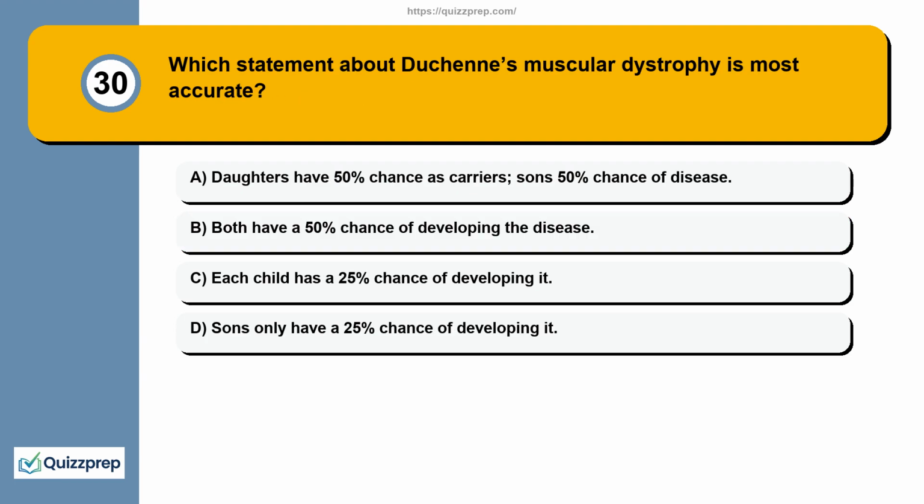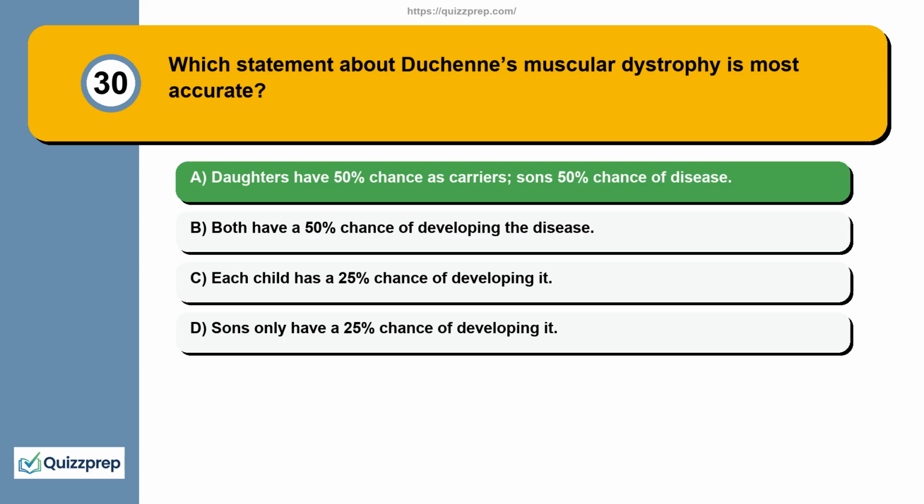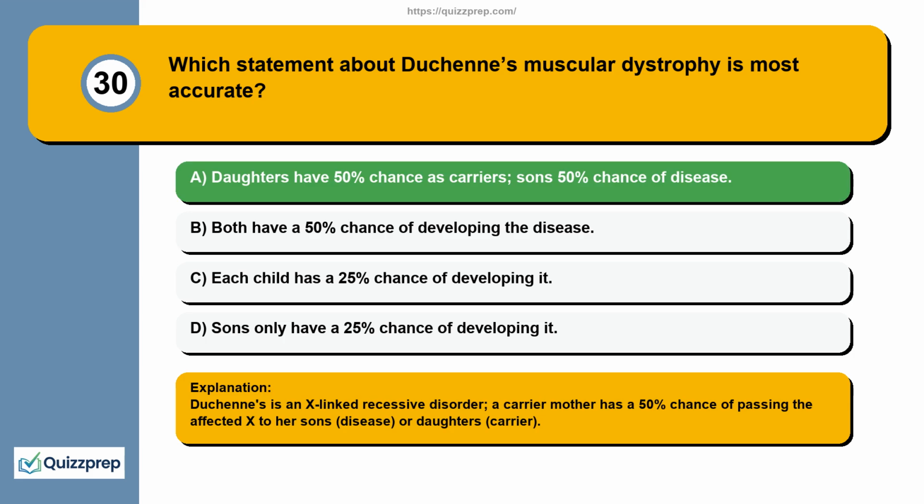Question 30. Which statement about Duchenne's muscular dystrophy is most accurate? Daughters have a 50% chance as carriers, sons a 50% chance of disease. Both have a 50% chance of developing the disease. Each child has a 25% chance of developing it. Sons only have a 25% chance of developing it. Duchenne's is an X-linked recessive disorder. A carrier mother has a 50% chance of passing the affected X to her sons, disease, or daughters, carrier.